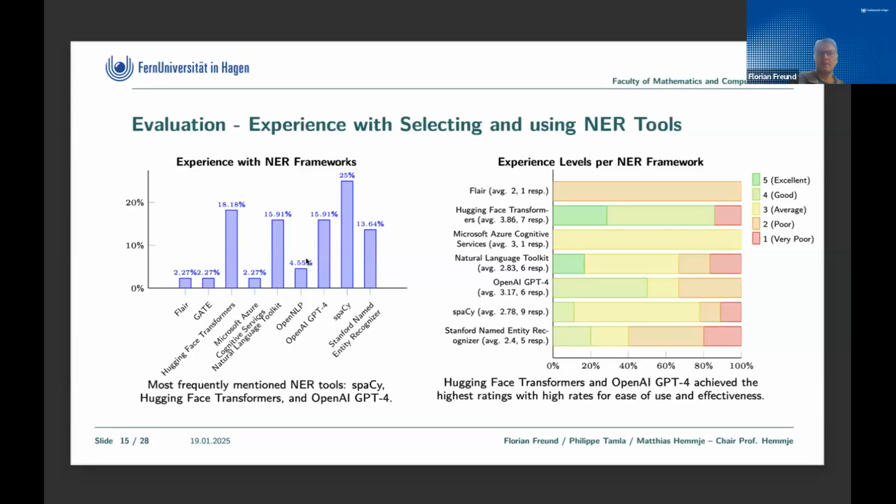We asked the participants about their experience with NER frameworks, and most frequently they are using spaCy, Hugging Face Transformers, and also OpenAI's GPT-4. When we assessed their levels of experience with those frameworks, we found that Hugging Face Transformers and OpenAI GPT-4 achieved the highest ratings for ease of use and effectiveness. So these were the best rated tools.